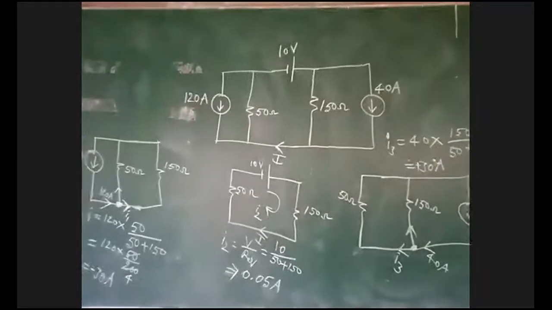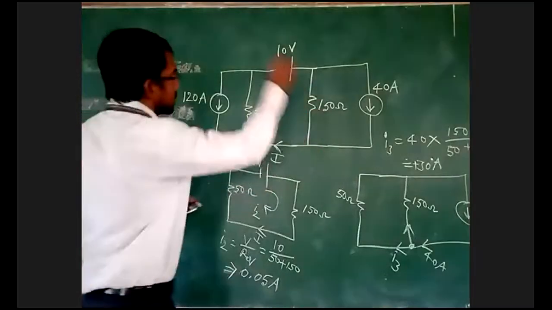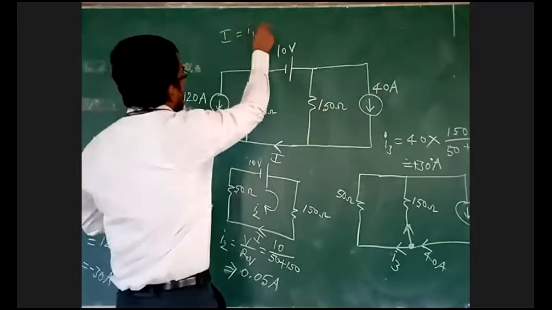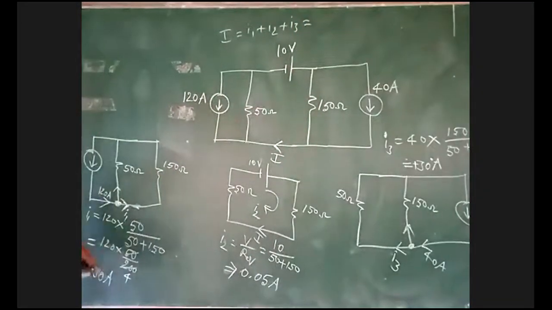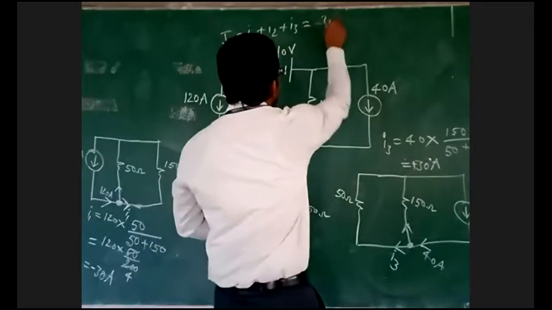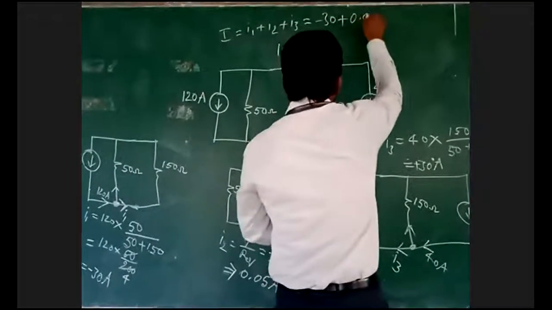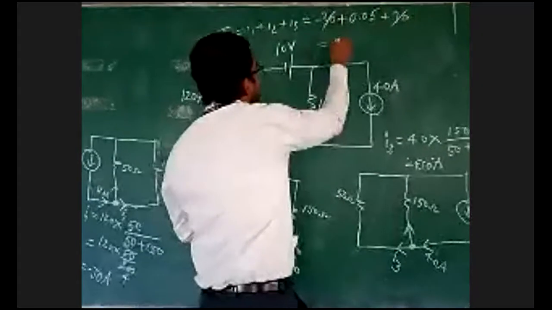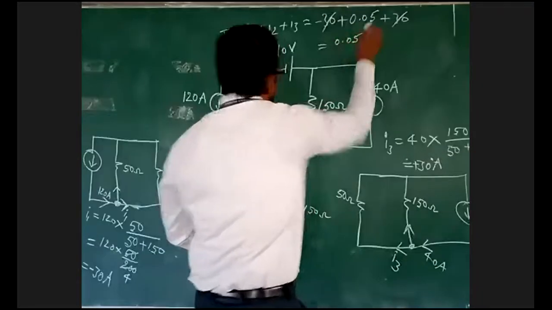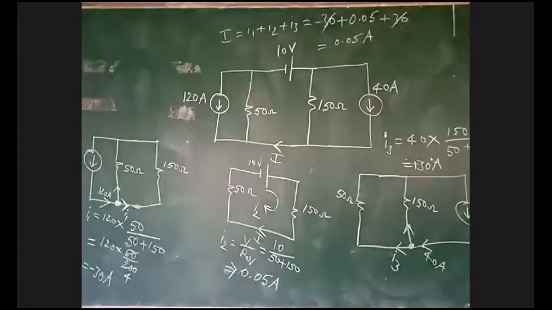Now add all these three currents. I is equal to I1 plus I2 plus I3. Your I1 is minus 30, your I2 is 0.05. Plus 30 minus 30 is going to be cancelled, so you will get 0.05.